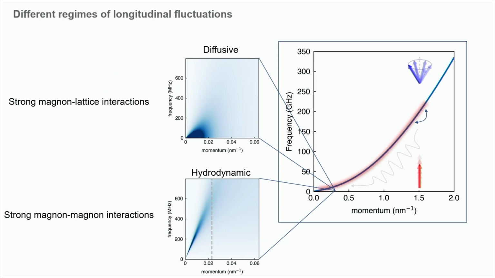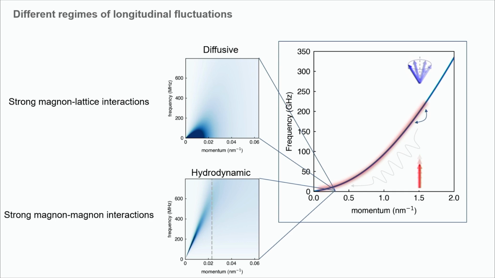And depending on the nature of these interactions, you can realize different regimes. Two of the main ones: very strong spin wave interactions with the lattice. In that case, you realize this diffusive continuum of fluctuations. If you would like to imagine, it's like a gas trapped in a porous medium. It diffuses around.